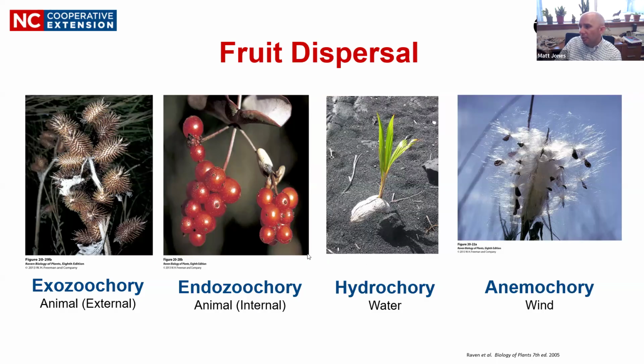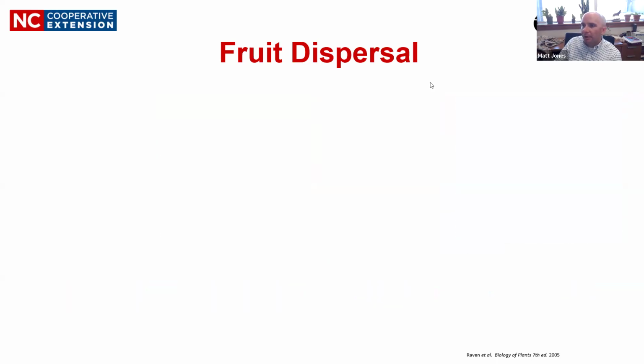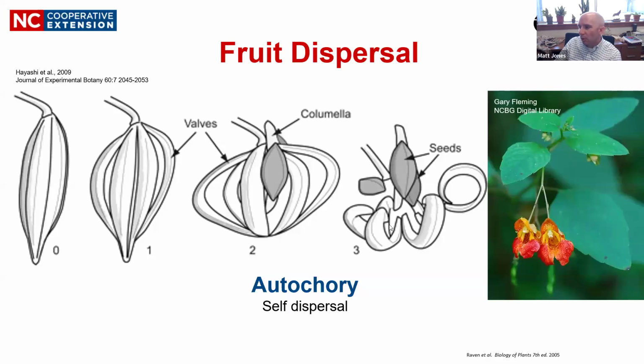Hydrochory means dispersal by floating on water, like the case with coconuts. And anemochory means the fruits and or seeds are dispersed in the wind, like with dandelion, or in this case, milkweed. The fruit stays attached, but the seeds are the structures that have the parachute-like components that aid in wind dispersal. And as I mentioned before, there can even be self-dispersal, autochory, like in the case of this jewelweed, where the fruit matures unevenly so that when it's disturbed, it has a spring-like action and flings the seeds away from the parent plant.